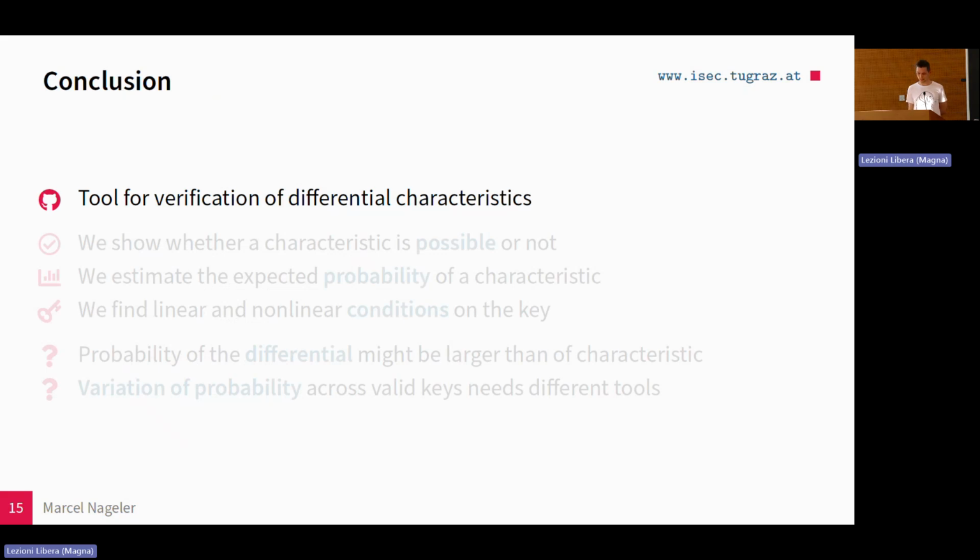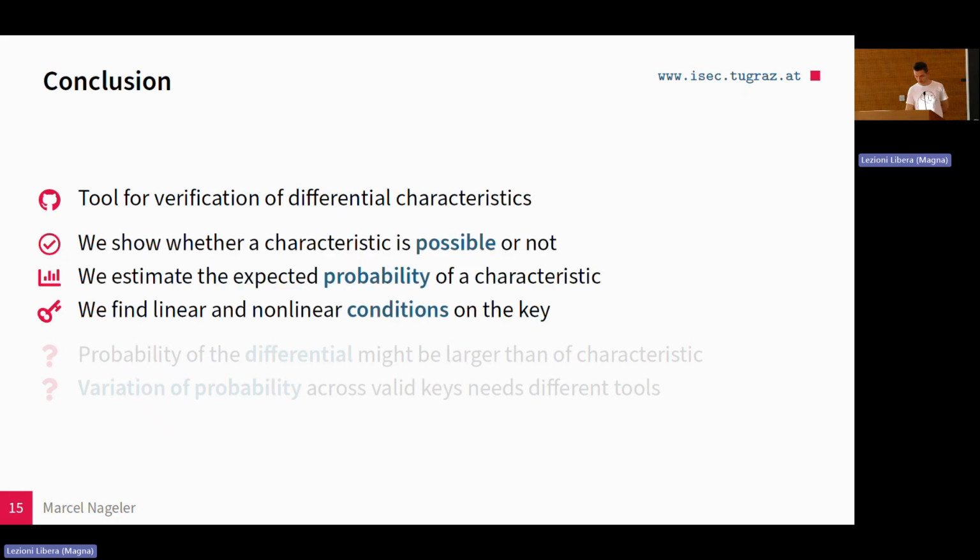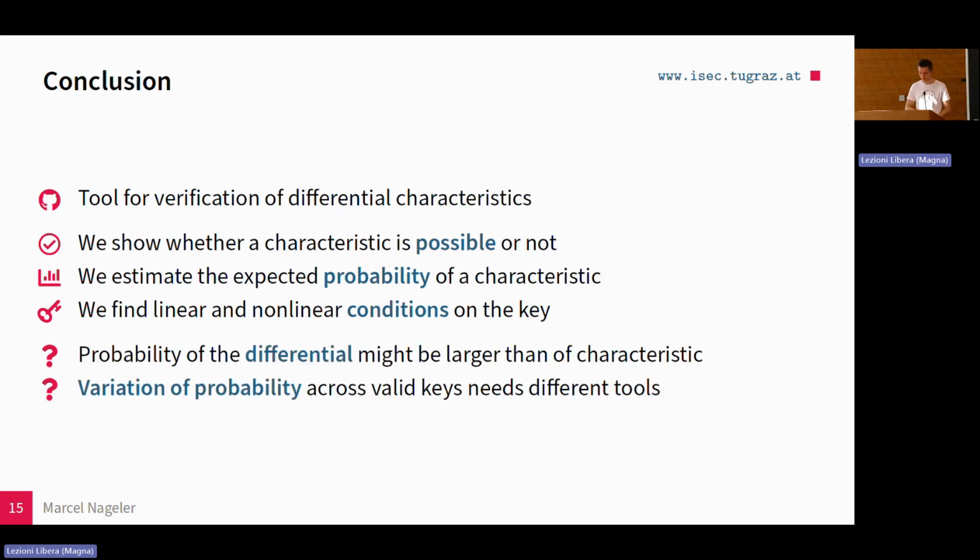So to conclude, we have presented a tool to verify differential characteristics. We can show whether a characteristic is possible or not, and if it's possible, we can find a satisfying pair. We can estimate the expected probability of the differential characteristic, and we can find linear and nonlinear conditions on the key. Some open questions that remain are whether the probability of the differential distinguisher is larger than that of the characteristic, and if you have a variation of the probability across different keys, you need different tools.